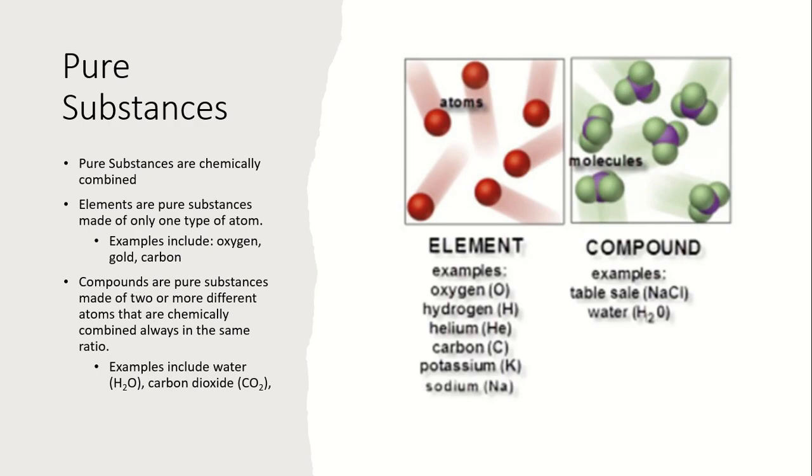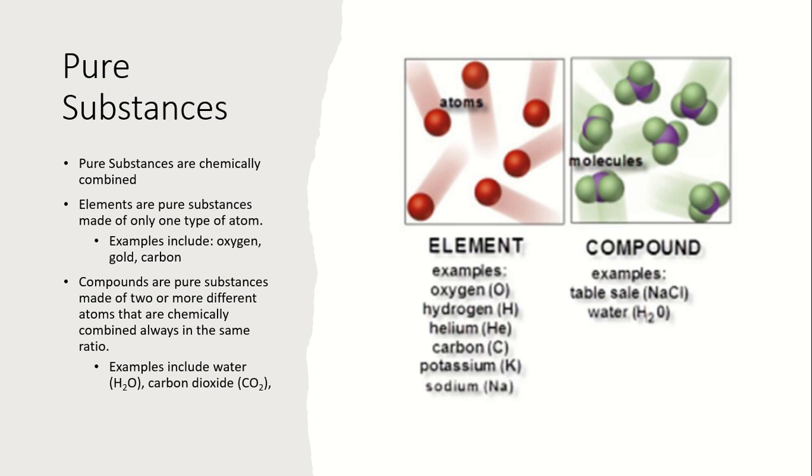Okay, so first let me go over pure substances. Pure substances are chemically combined. That means elements are pure substances. They are made of only one type of atom. These can include oxygen, gold, carbon, and other gases that you might be familiar with as listed on the picture.